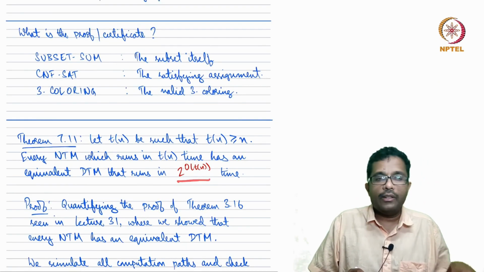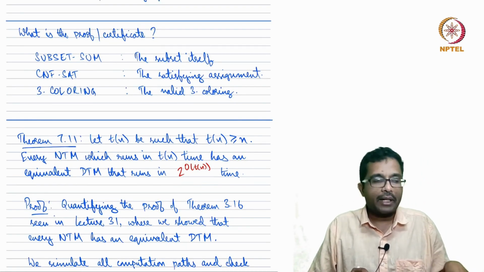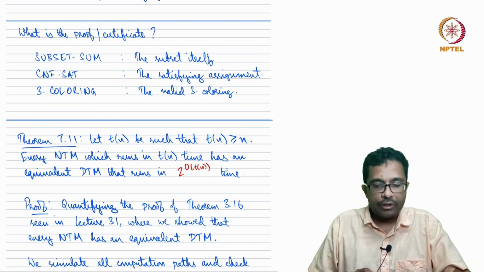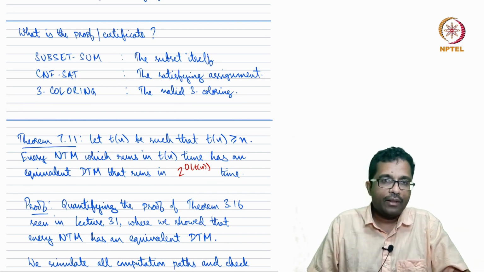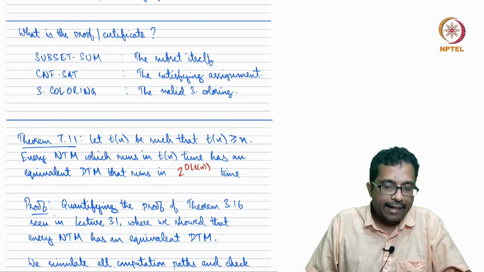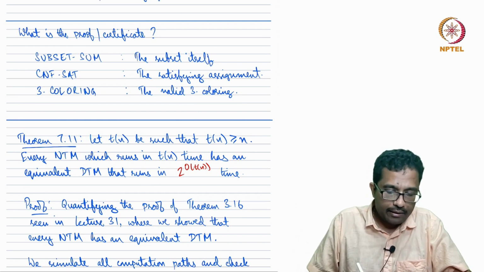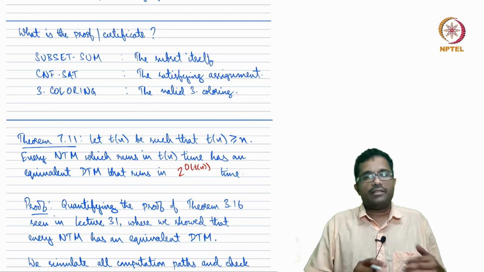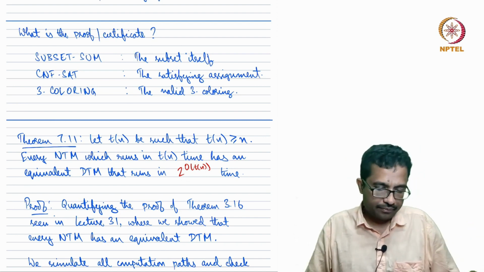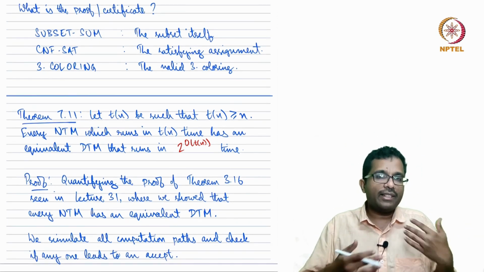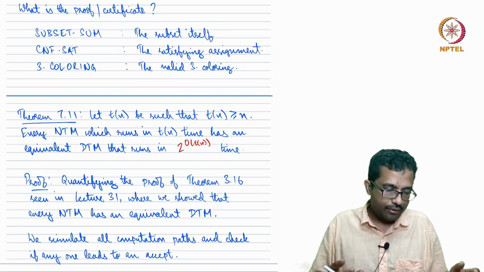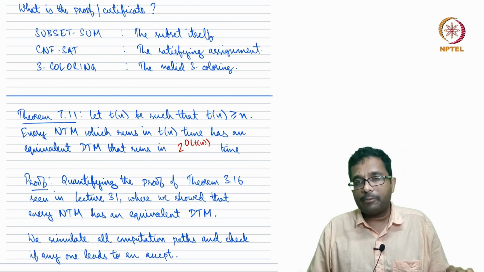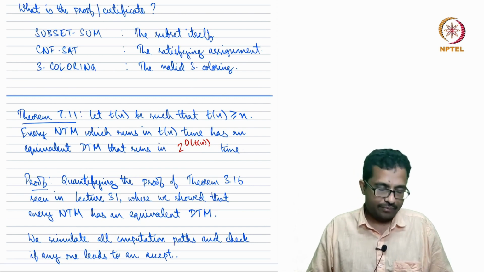So for any non-deterministic Turing machine that runs in T(n) time, the deterministic simulation takes exponential time of that. If the non-deterministic Turing machine runs in n time, the deterministic equivalent runs in 2 to the power O(n) time, which is quite bad, right? So it's significantly worse. That's another reason why we prefer to have deterministic polynomial time algorithms.